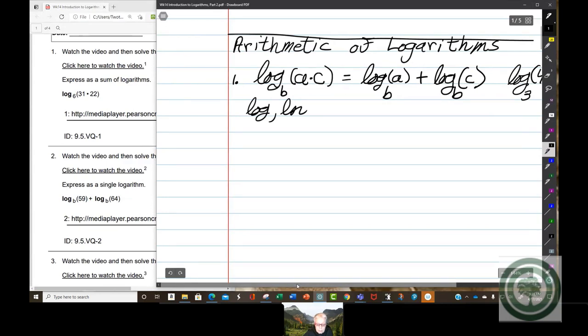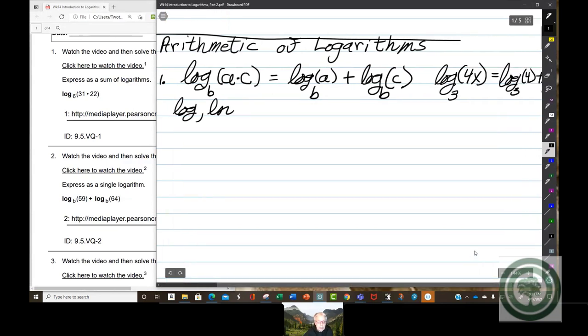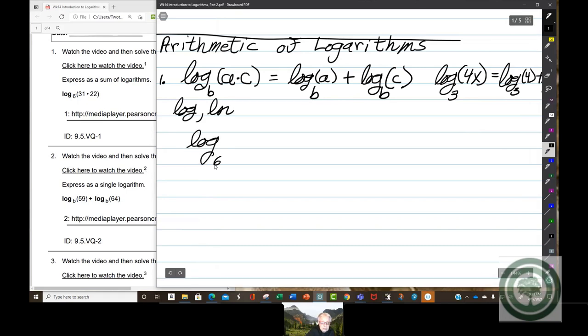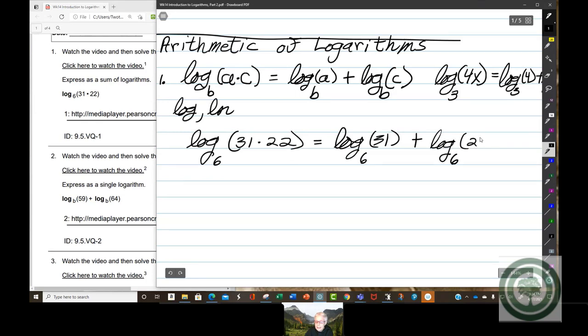So now the problem in the homework is log base 6 of 31 times 22. And all they want you to do is not calculate that, just rewrite it using the arithmetic of logarithms. Log base 6 of 31 plus log base 6 of 22.